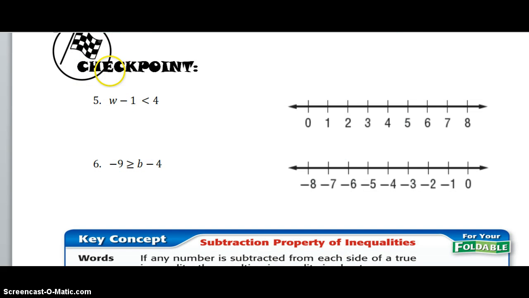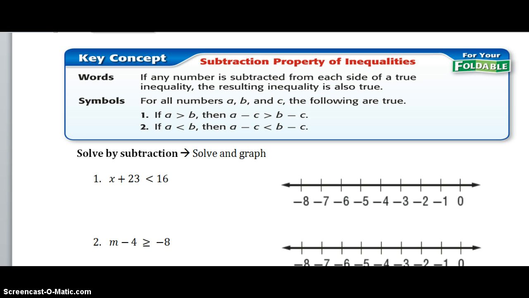All right, we're at a checkpoint. I'll let you work 5 and 6 on your own to check for understanding. By the way, when I look at your notes, if you've not attempted 5 and 6, you will not be given full credit for this homework assignment. I'm asking you to try these problems. They're very quick and easy.